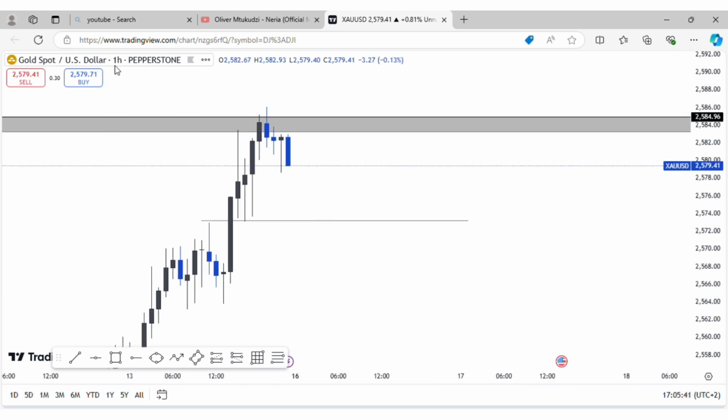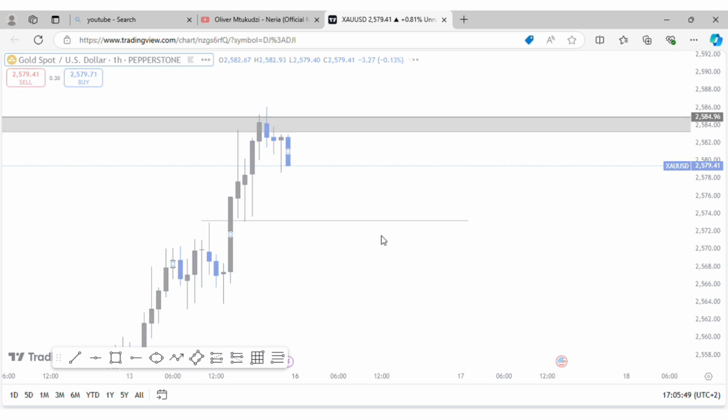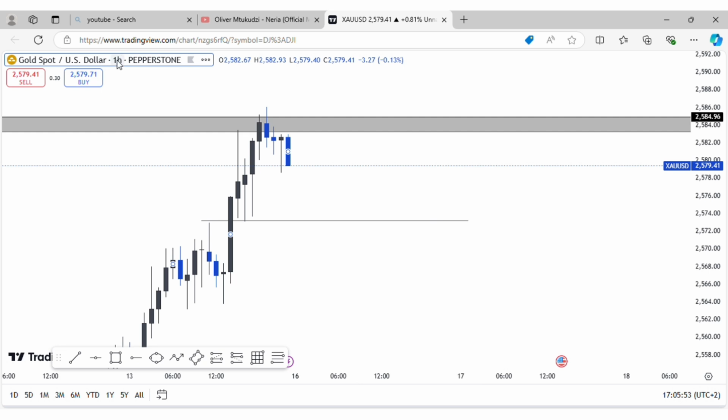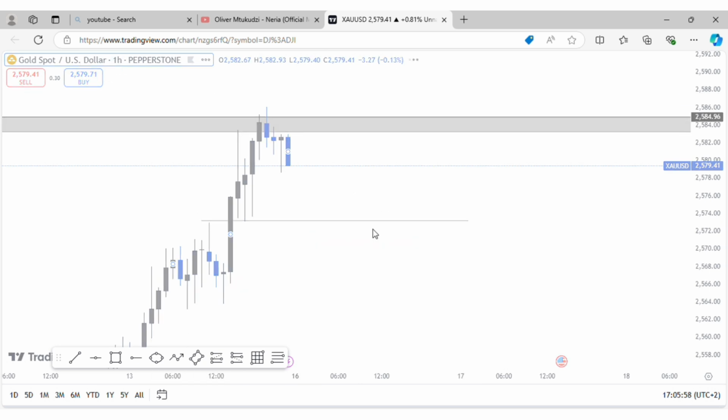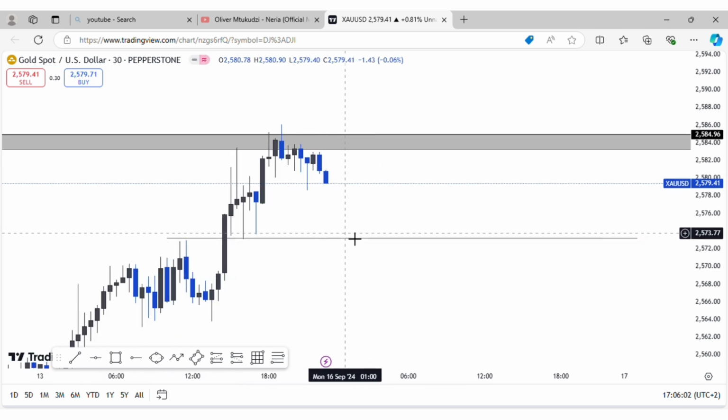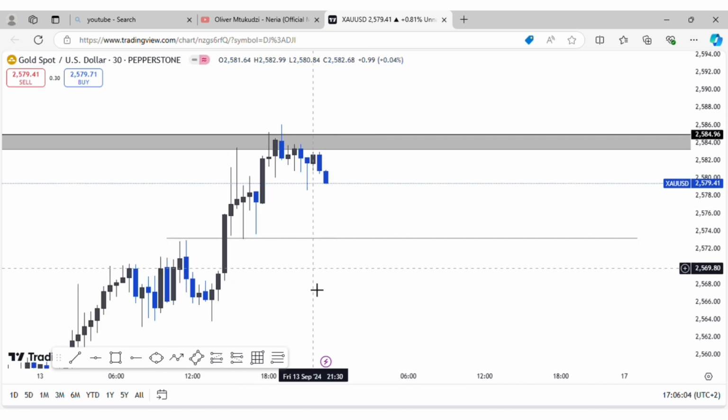So as you can also see here, we identified our recent low. I will move to a smaller time frame, 30 minutes. Sorry about that. So I'll move to my 30 minutes time frame. So yeah, the same low still applies on the 30-minute time frame.